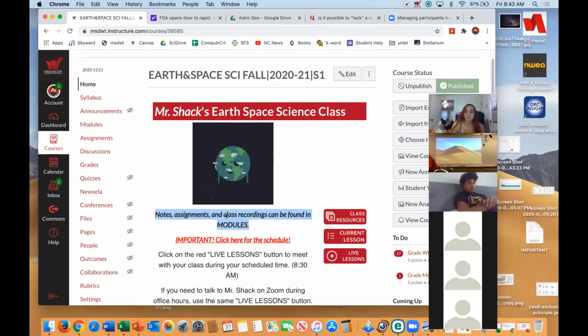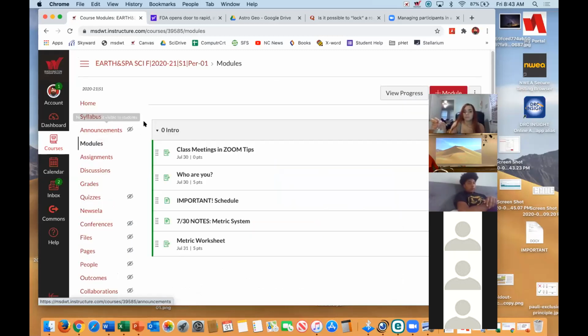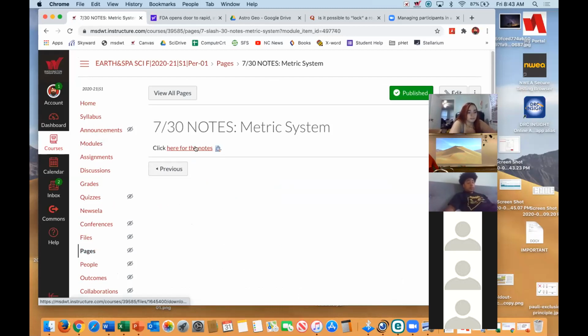So Modules is going to be your one-stop shop. I'm always going to do notes where I'm going to put the date that we did the notes, and it'll say notes, and then what we talked about. So if you click on that 7/30 notes metric system, here's a link, and it can bring up exactly those set of notes. The same exact thing that I'm going through up on the board, you'll always have access to right there in Canvas.